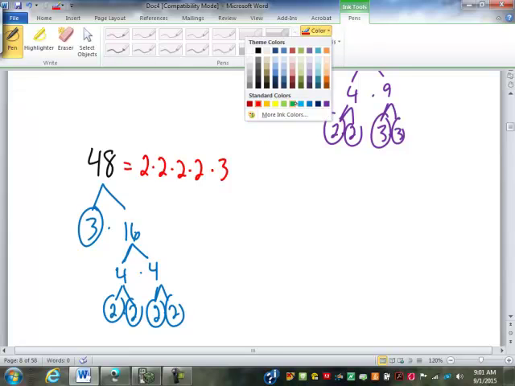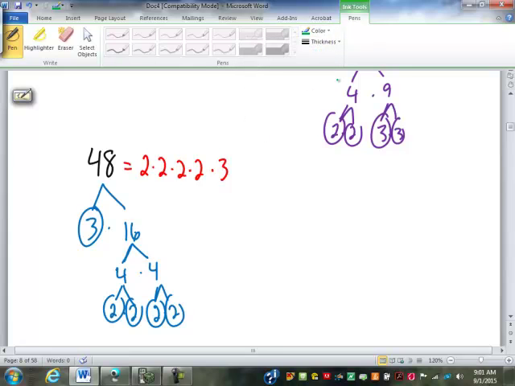If you really wanted to take a shortcut, you could do this. 4 2's multiplied together is the same as 2 to the 4th power. You could write it as 2 to the 4th times 3. For our purposes, either one of these is just fine.